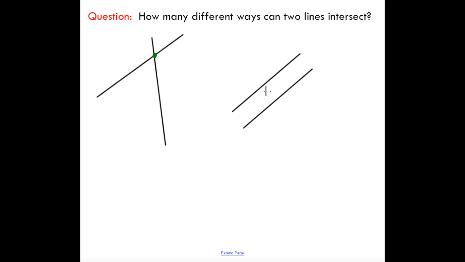The only way you can do that is to have them be parallel lines. Remember, parallel lines have the same slope. This means that if I rise one and I run one, for each line, you guys will never cross. So far, I've got two ways that lines can intersect. I can intersect once, I can intersect not at all.